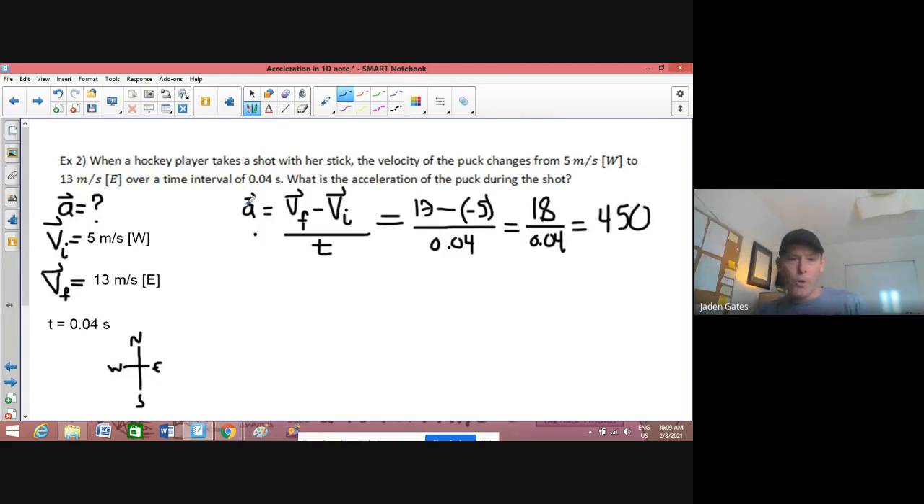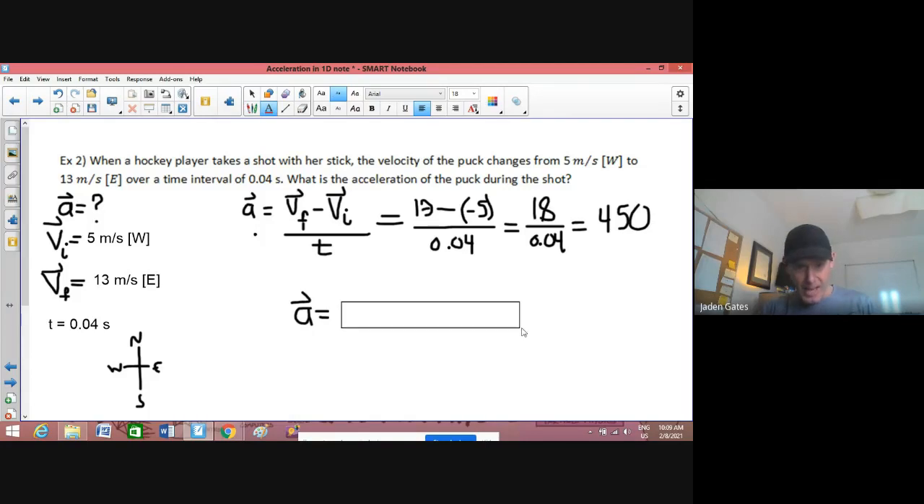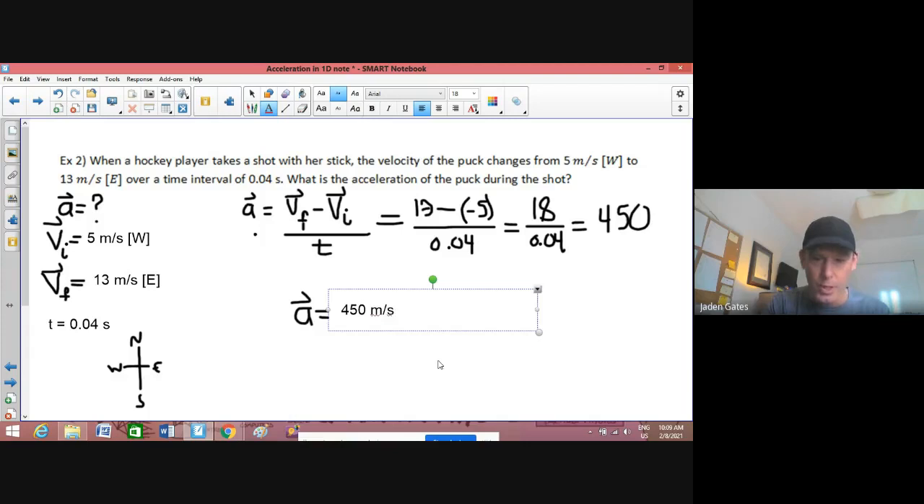So I got my numerical. What I have to do is make sense of that number. And so now I can write my acceleration down. I've got my magnitude is 450. It's positive. Meters per second squared. What do a lot of you guys do? Forget the squared. I've seen people do that. All right. Now the direction, it is positive. I've said east is positive. So the acceleration is east. And there we go. There's our acceleration.